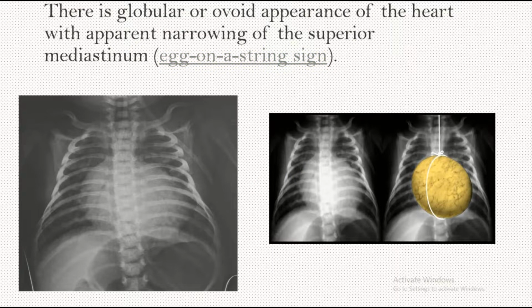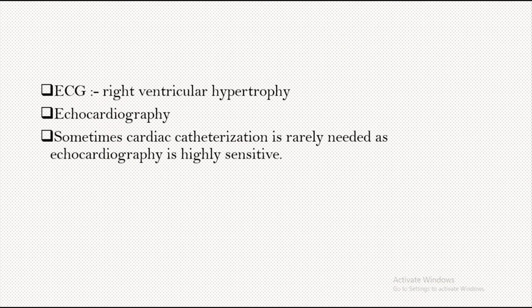I hope you understand. Now let's talk about other investigations. In the ECG we can say that right ventricular hypertrophy is present. Echocardiography is also useful, and sometimes cardiac catheterization is rarely needed as the echocardiography is highly sensitive.